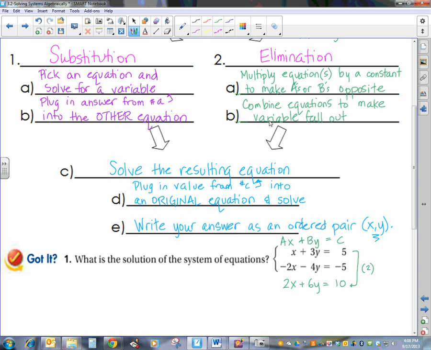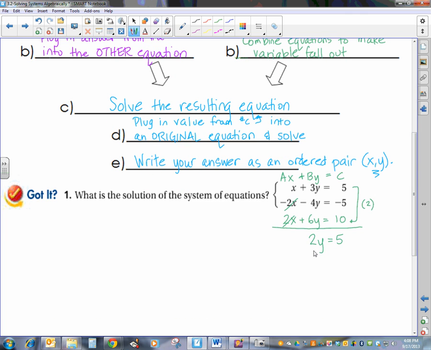I multiplied an equation by a constant to make my A or B opposites. So now I have negative 2 and 2, and then I'm going to combine them. Negative 2 and 2 are eliminated. My x is gone. Negative 4 plus 6 is 2y, and 10 and negative 5 give me 5. And then, of course, we solve that resulting equation, and we get that y equals 2.5.